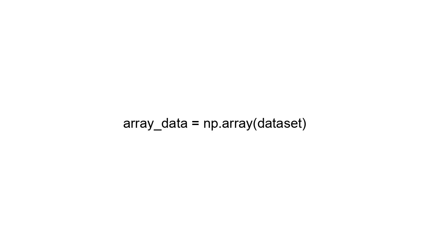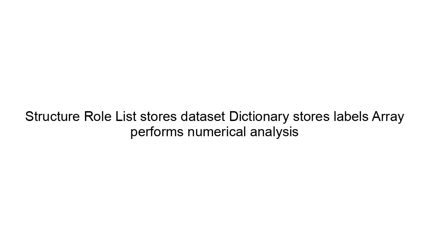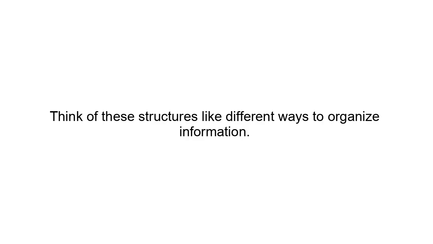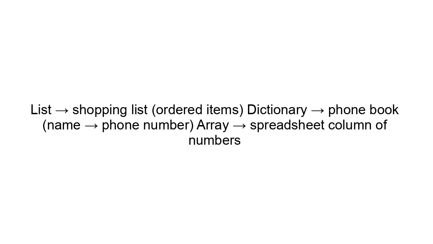Example. Using these structures together. Example program. import numpy as np. dataset = [10, 20, 30]. labels = {"item1": "A", "item2": "B"}. array_data = np.array(dataset). print(array_data.mean()). Output: 20.